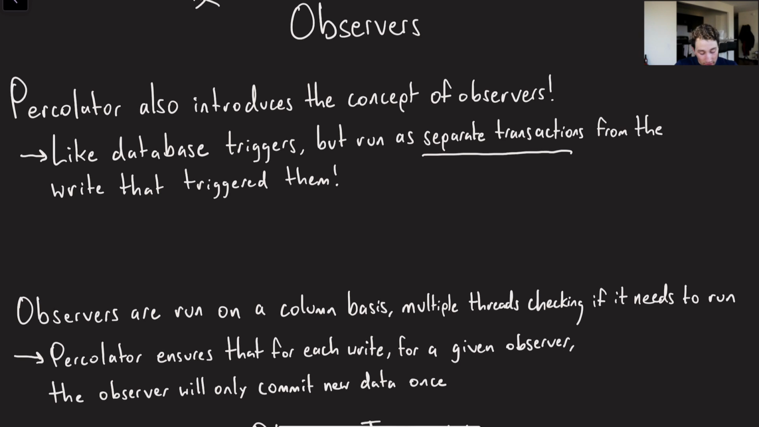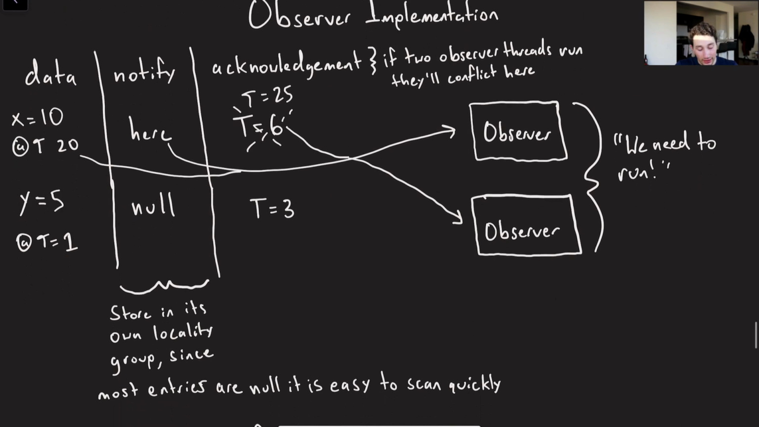So the one thing to note is that the observers themselves are run on a column basis. They may batch those operations, but the one thing that Percolator does ensure is that for a given write to a column, we ensure that only one observer, so observers can be run on multiple different threads, only one observer of that kind is going to commit for it, right? So maybe multiple observers are going to run, but only one of them is going to commit the resulting data that it computes. How do we ensure this?